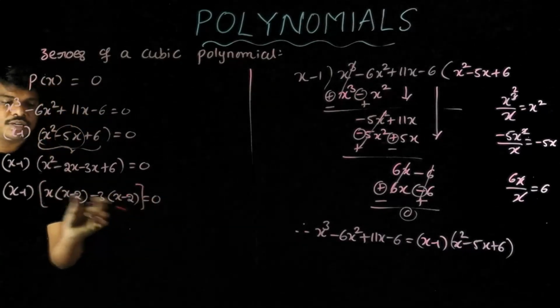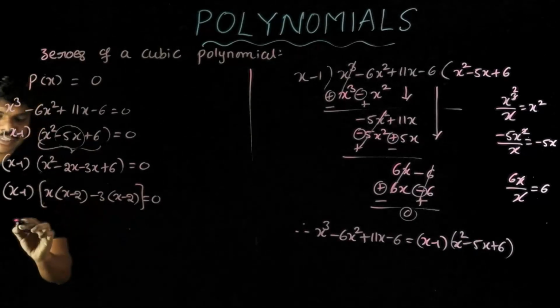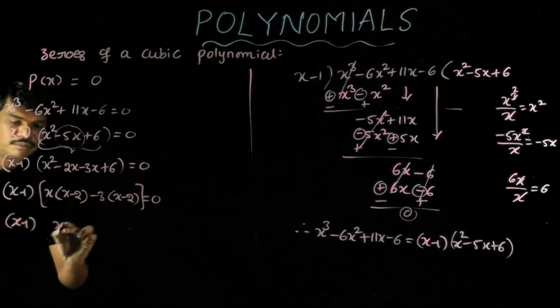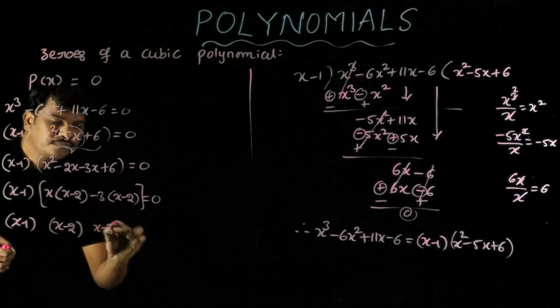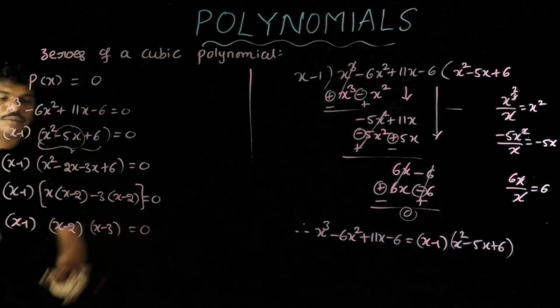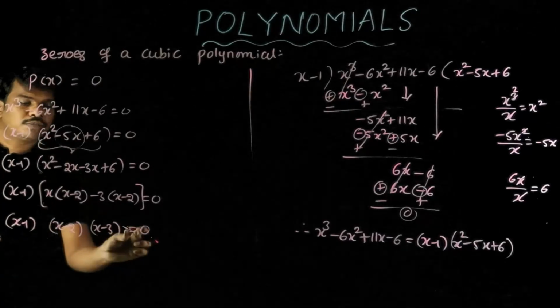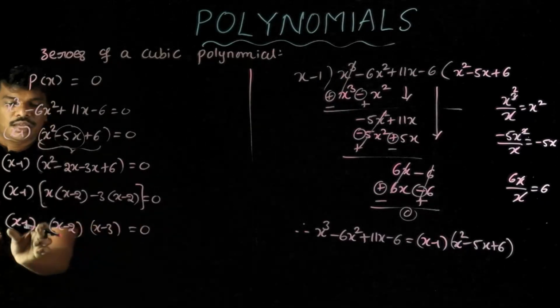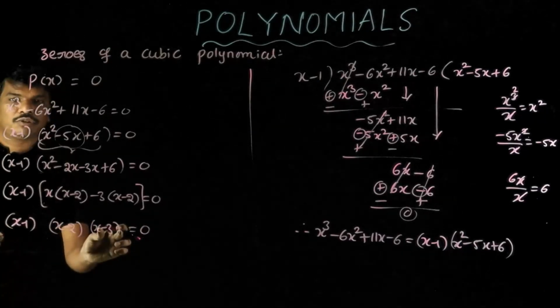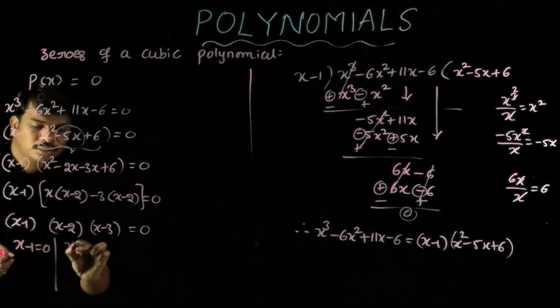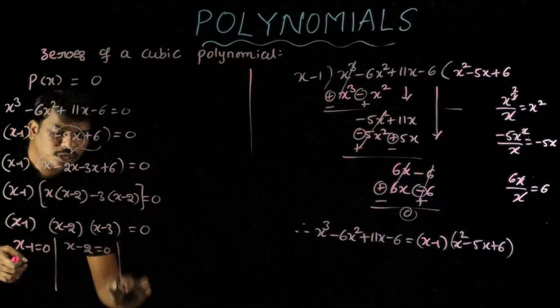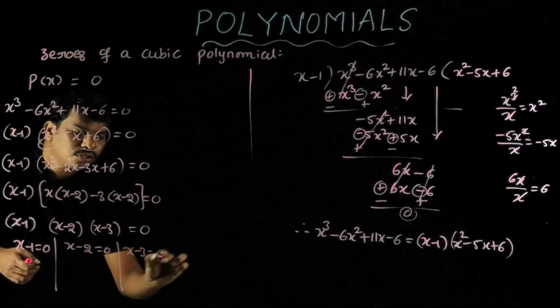By observing this one, x minus 2, we can take x minus 2 as common there. By taking x minus 2 as common, we will get x minus 3 is equal to 0. Observe here, the product of three terms is equal to 0 means at least one of them should be equal to 0. That means either x minus 1 is equal to 0 or x minus 2 is equal to 0 or x minus 3 is equal to 0.